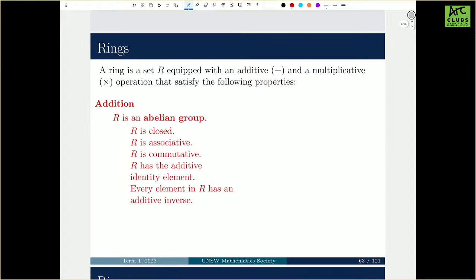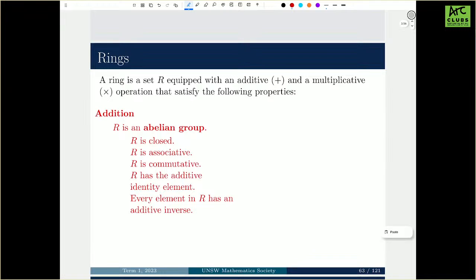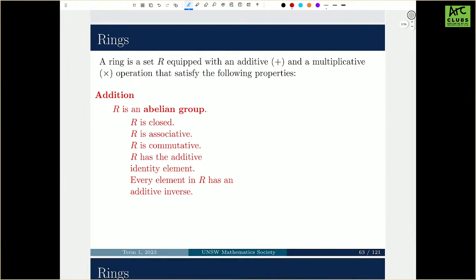So, what is a ring? Well, a ring is a set equipped with an additive and a multiplicative operation. And it's similar to a group. You can almost think of it maybe as an extension of a group. So, under the addition operation, we have to have that R is an abelian group.